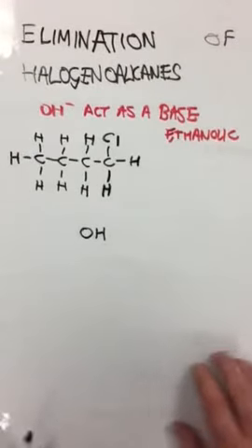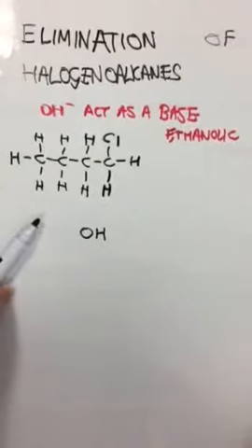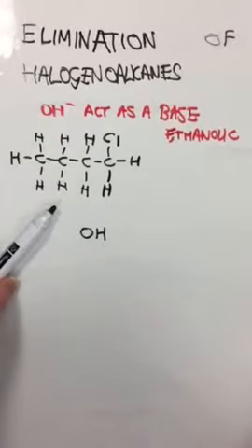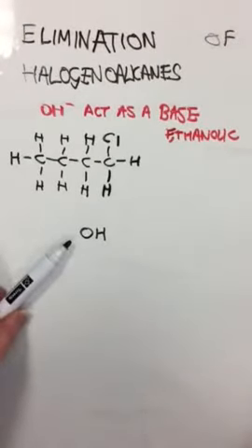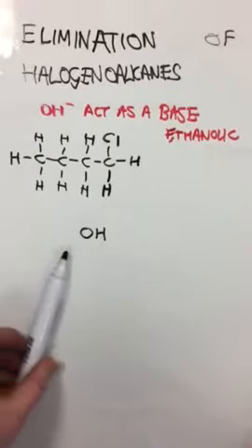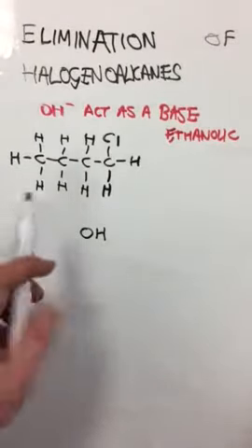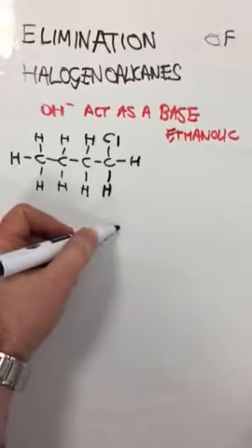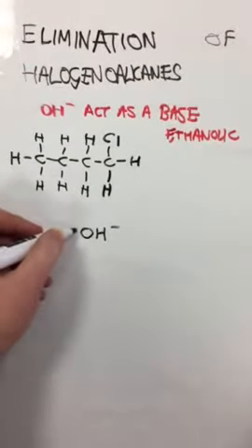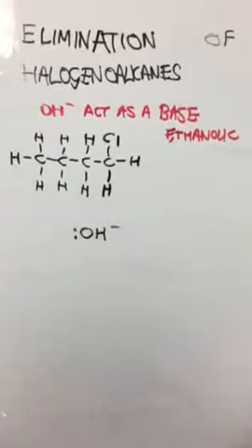You may be asked to draw the mechanism for the elimination reaction of 1-chlorobutane with a hydroxide ion, and your exam question may be set up something like this. Now, our hydroxide formula is incomplete, so we need to put a negative charge and our lone pair of electrons on our oxygen.